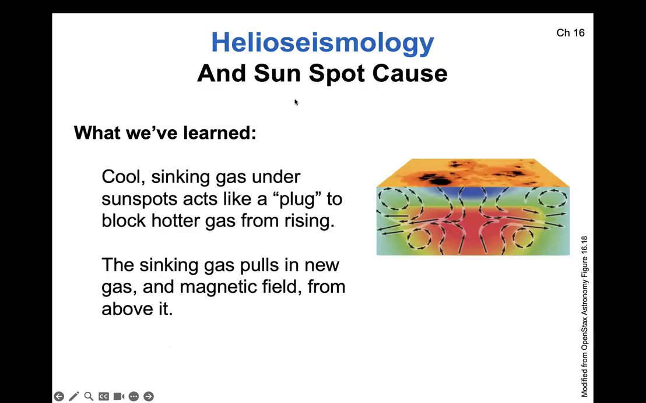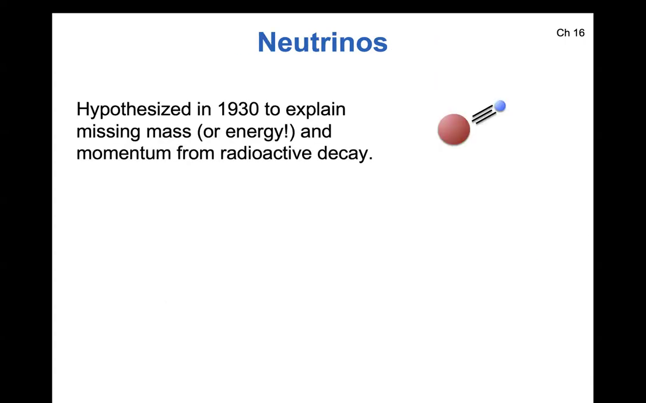All right. Helioseismology has also helped in the understanding of sunspots, with confirmation from direct measuring of magnetic fields. We've learned that the cool sinking gas under the sunspots acts like a plug to block the hotter gas from rising. So we've gained a deeper understanding of how the actual fluid flow works. And we've learned that the sinking gas pulls in new gas and magnetic field from above it. All right, so lots of important discoveries.